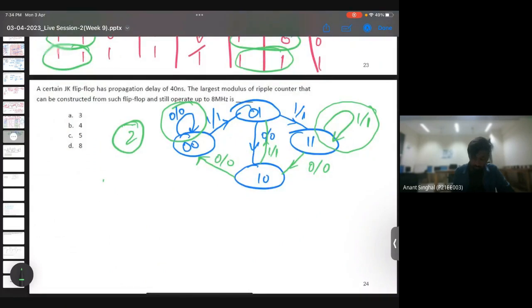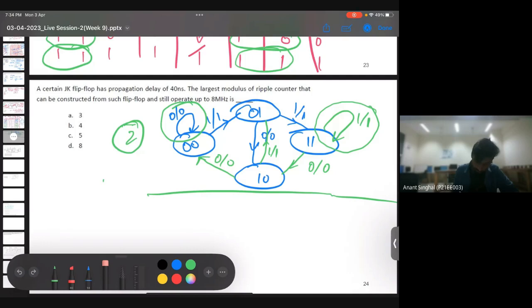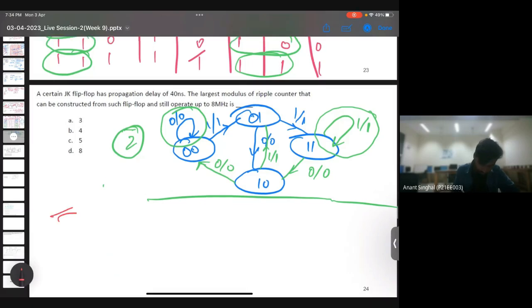Should I erase this or keep it here? Let me keep it here and write here only. Now the question says that a certain JK flip flop has a propagation delay of 40 nanoseconds. It asks for the largest modulus of a ripple counter that can be constructed from such flip flops which can operate at 8 megahertz.